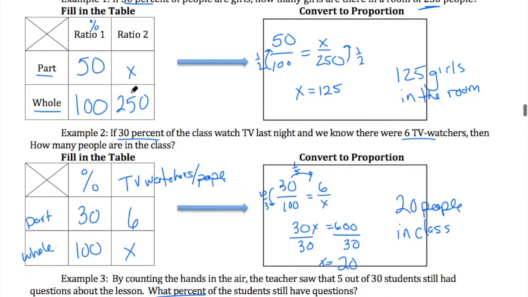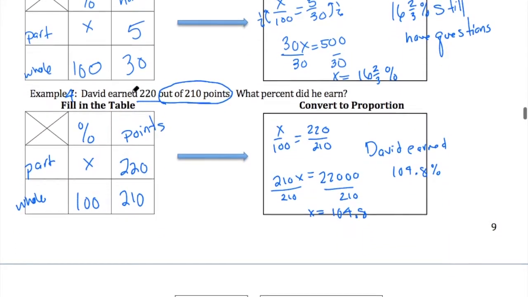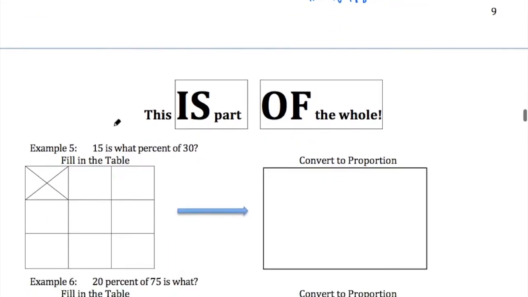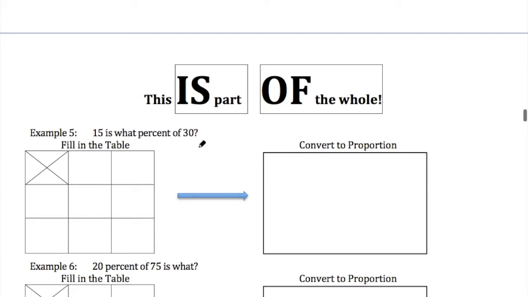So those are really 4 different examples of what you might see in our proportion problems. Now, sometimes you'll see very generic looking problems. Things that will say 15 is what percent of 30? Well, the key to remembering how to do that is to focus on the fact that "is" is your part, okay? And "of" is your whole. What do we mean by that?